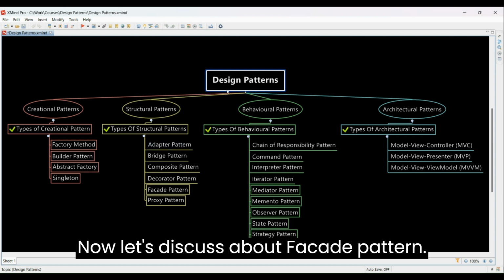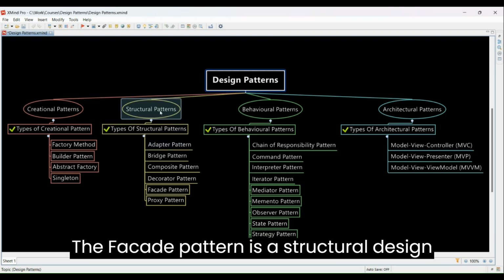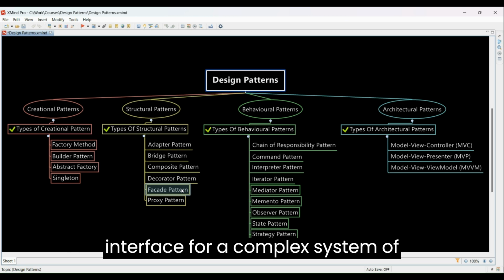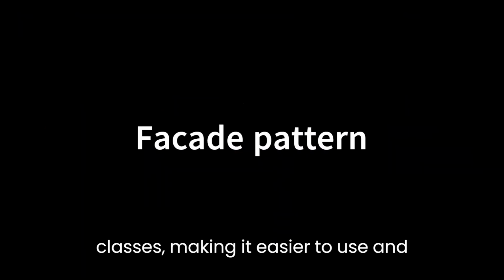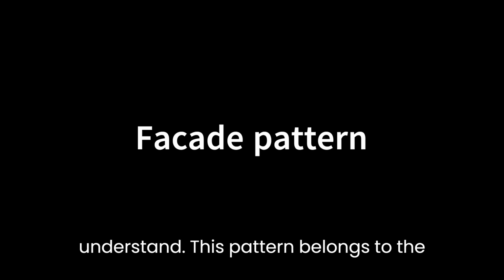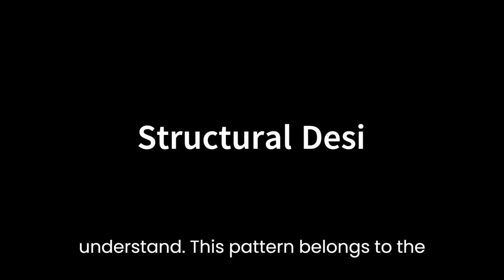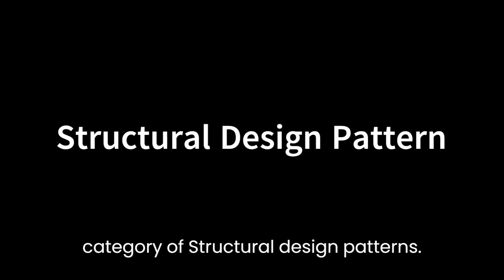Now let's discuss the facade pattern. The facade pattern is a structural design pattern that provides a simplified interface for a complex system of classes, making it easier to use and understand. This pattern belongs to the category of structural design patterns.